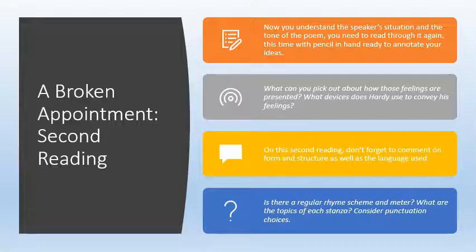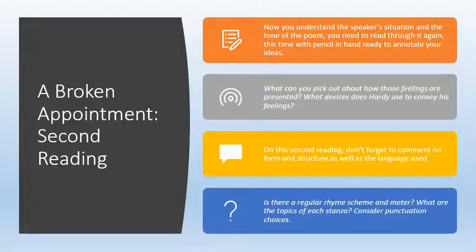And language, you know how to find language that shows that this person is in despair, and highlight that. So highlight it, draw a little line, annotate it and say why you've highlighted it and how it supports the tone of the poem. Is there a regular rhyme scheme and meter? Have a look, see if you can work out the rhyme scheme, the A-B business at the end of the line. And then when you have stanzas, it's important to look at each stanza and work out what the subject of each stanza is, and look at the punctuation as well.